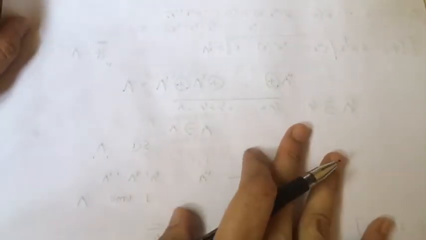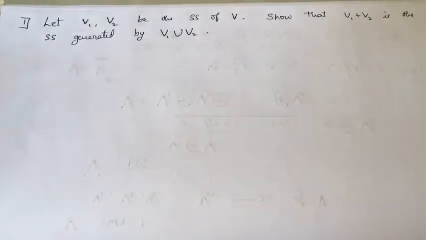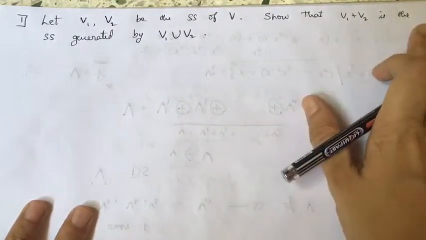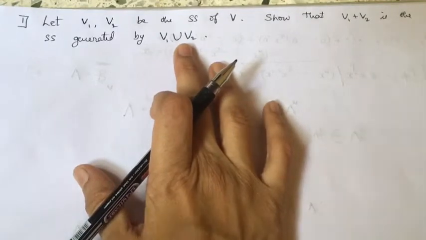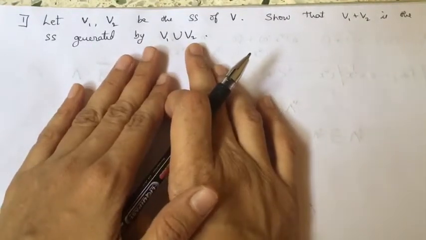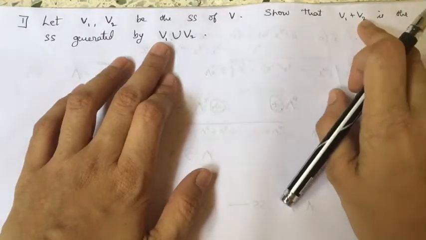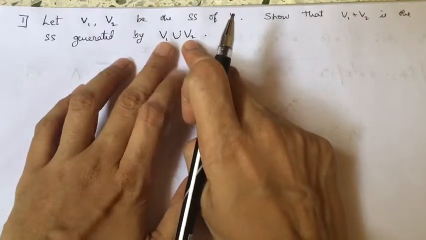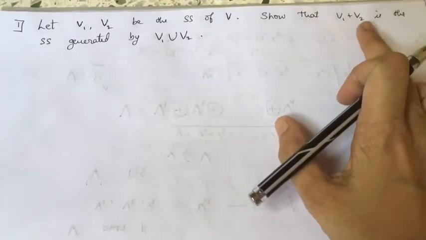Now let us look at a few problems on the subspace generated by a subset. First problem: let V1, V2 be subspaces of V. Show that V1 plus V2 is the subspace generated by V1 union V2. When it is asked to show that it is a subspace generated by something, I have to show that V1 union V2 is contained in this, and I have to show this is the smallest subspace containing V1 union V2, so that I can say that this is generated by this. So first I have to show this is contained in this.